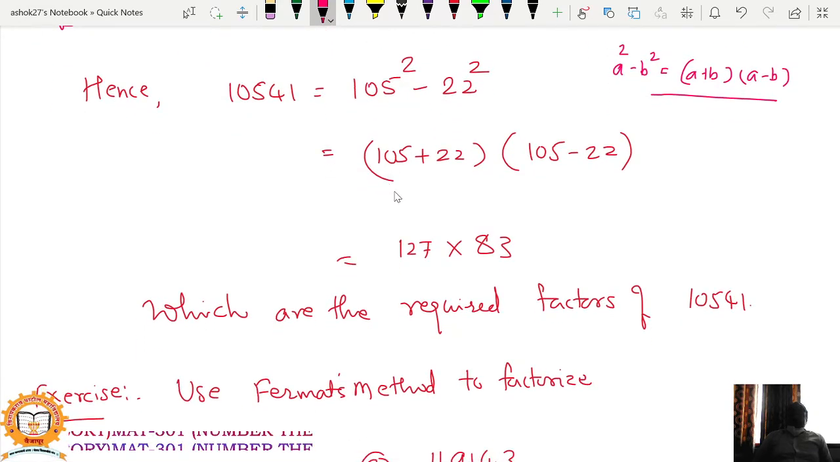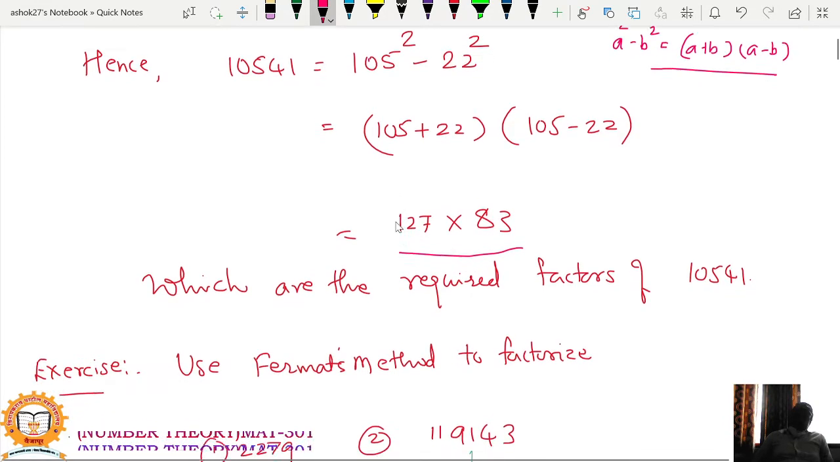So that is equal to 127 multiplied by 83. We write 10,541 as 127 into 83. So this is the Fermat's factorization of 10,541. This is Fermat's factorization method. Very simple.